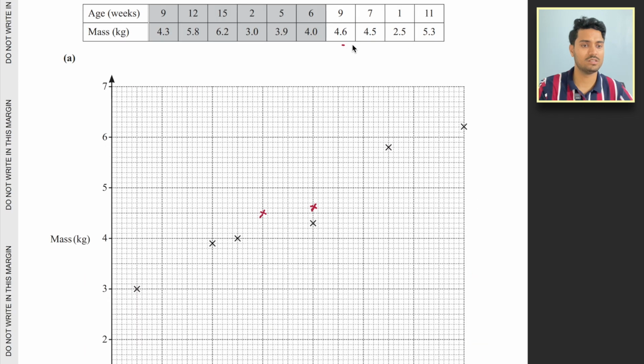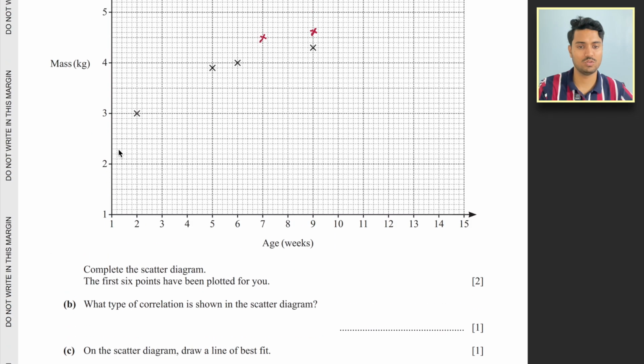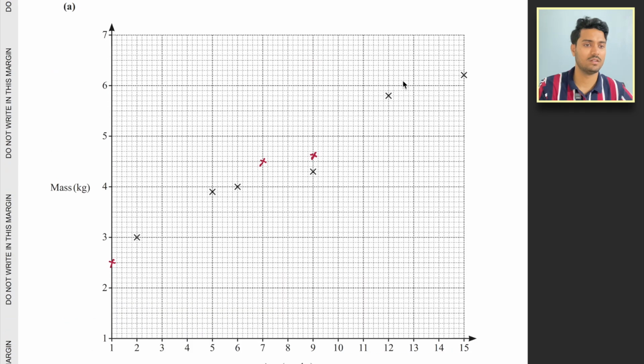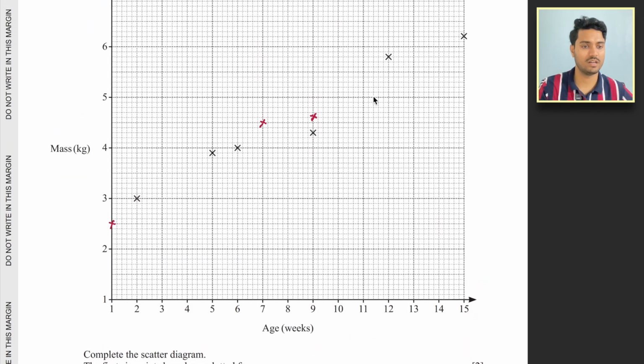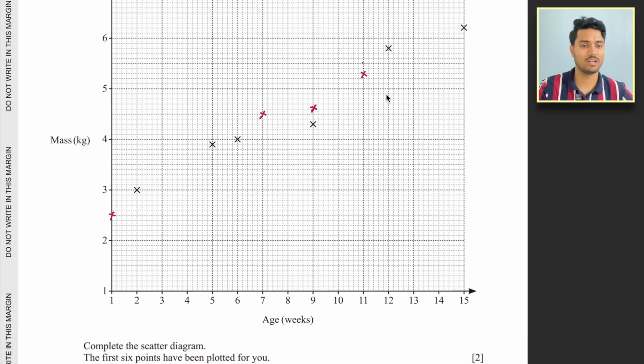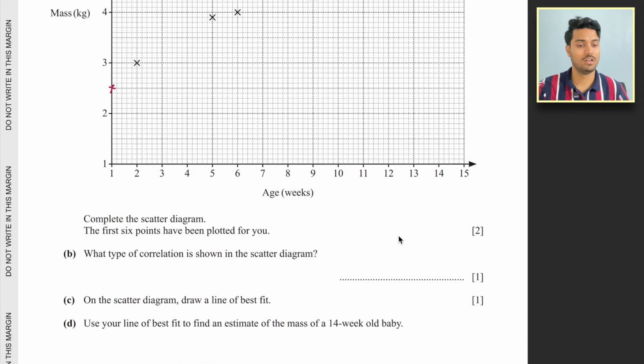Then 7, 4.5, 4.5 is going to be here exactly. Then so this is done. 1, 2.5, exactly here. Then 11 and 5.3. So 11 and 5, this is 5.5, this is 5.3. So we marked all the points. We can clearly see this is a positive correlation. So we'll write down positive.